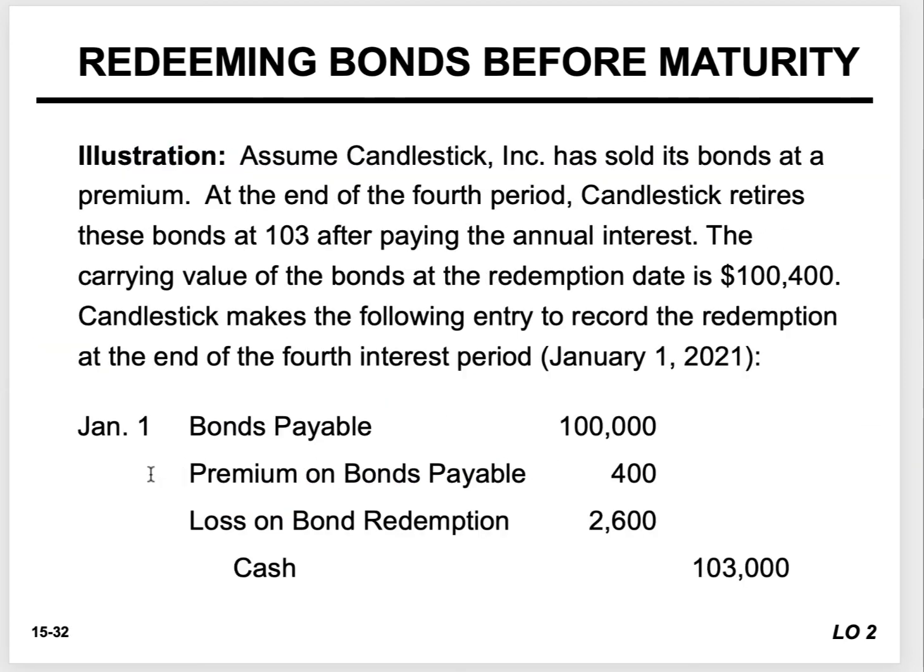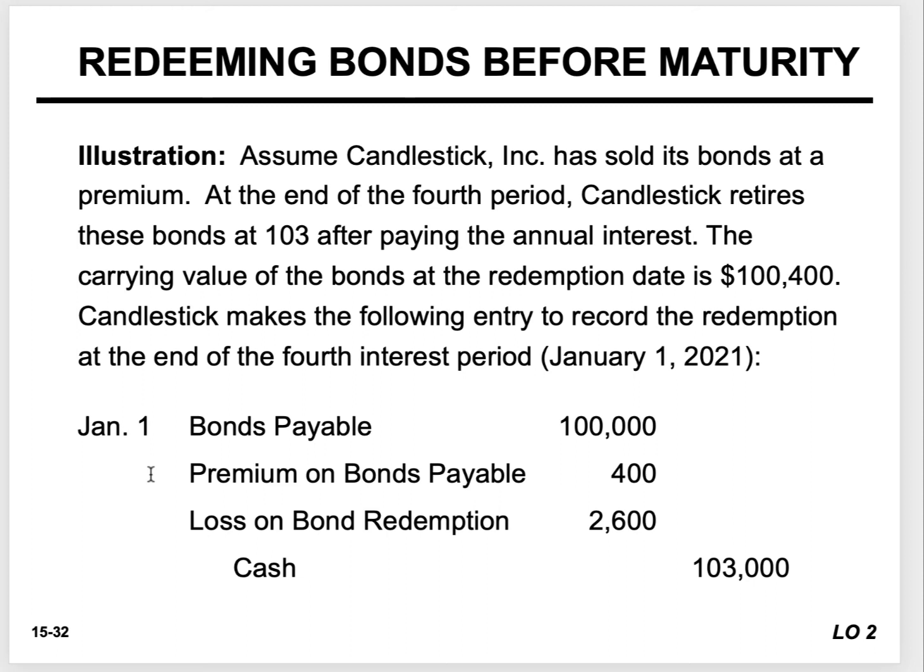So let's look at a quick illustration. Let's say, for example, that Candlestick has sold its bonds at a premium. We did that before. At the end of the fourth period, Candlestick retires these bonds at 103% after paying annual interest. The carrying value of the bonds at the redemption date is $100,400. Candlestick makes the following entry at the redemption at the end of the fourth interest payment.